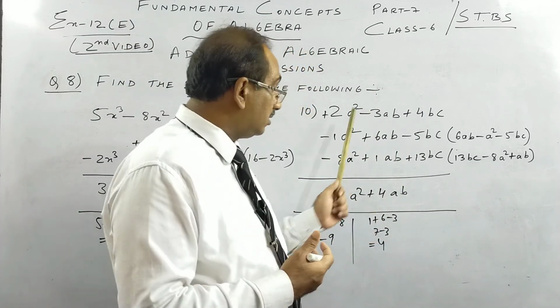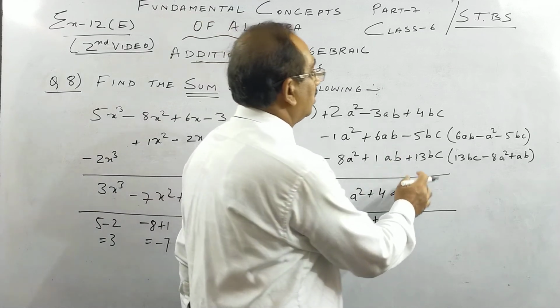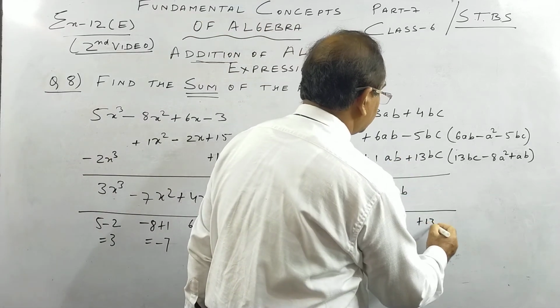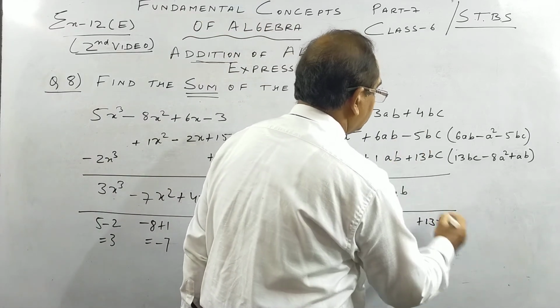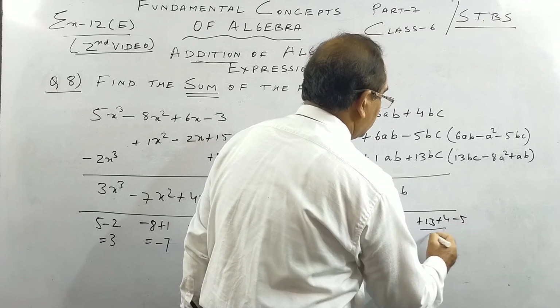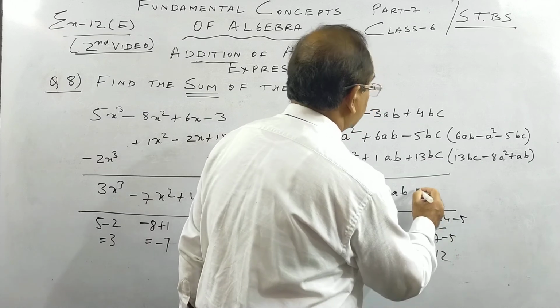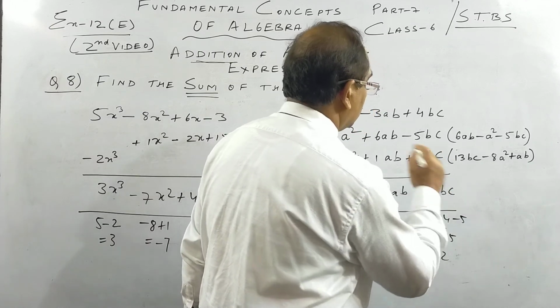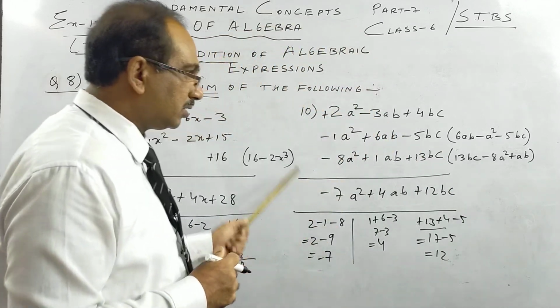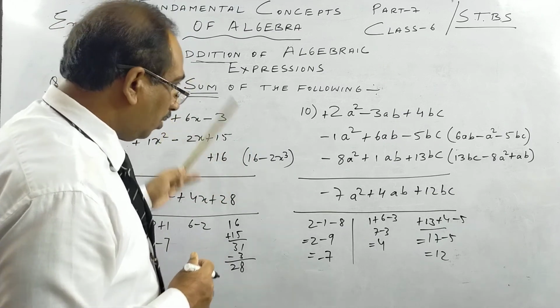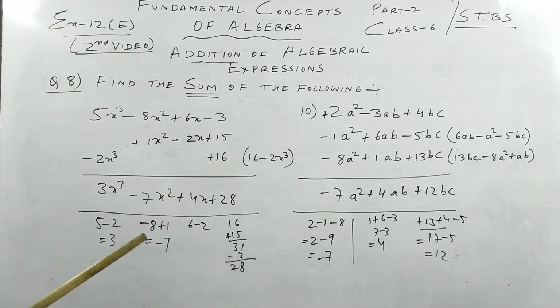You can always add the like terms. See the last one over here, plus 13 plus 4 minus 5. So you get 17 minus 5 is 12. So this is plus 12 bc. Okay, so just copy, pause the video and copy, and see that all the numerical coefficients, their addition, is correct.